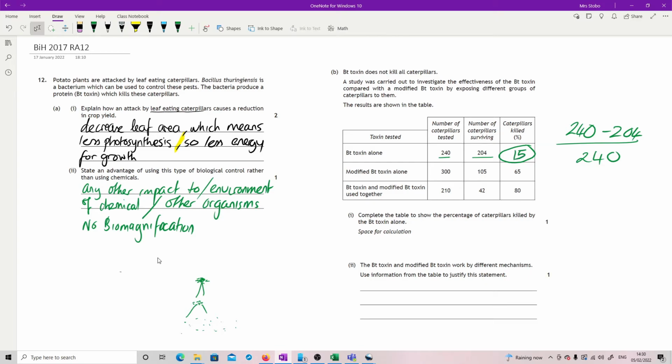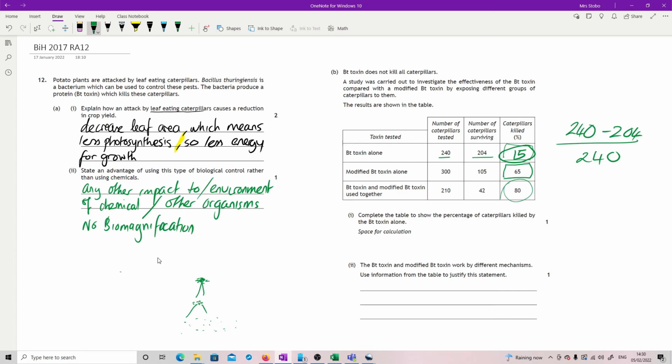Okay? The BT toxin and modified BT toxin work by different mechanisms. Use information from the table to justify this statement. Okay, if they work by exactly the same mechanism, then they should kill the same number of caterpillars. But what we've got is something very different. You have 65% killed by the modified BT toxin and 15% killed by the BT toxin, and that added together gives us our 80.